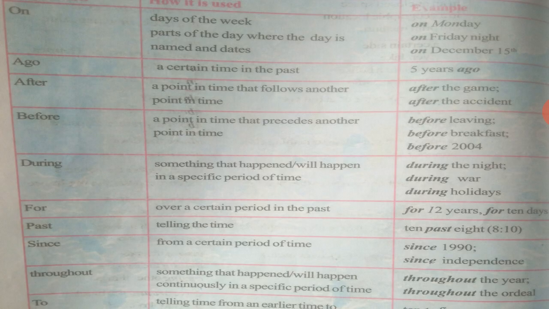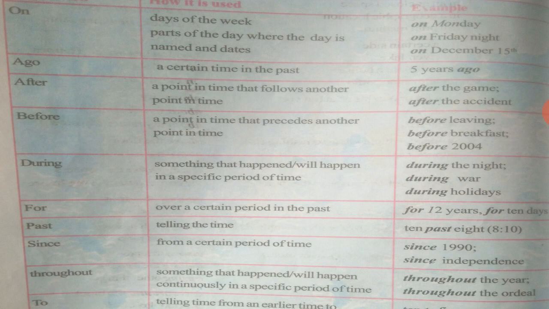Okay, so some more prepositions of time: on, ago, after, before, during, for, past, since, throughout, to, isn't it? You can pause the video and learn those, how it will help and how we have to write in a particular situation. For example, "on" is used for days of the week, parts of the day where the day is named, and dates, like on Monday, on Friday, on December 15th. "Ago" is used for a certain time in the past, like 5 years ago, 4 years ago.